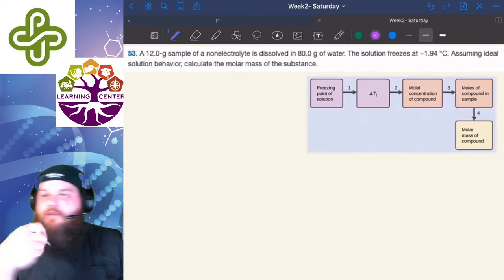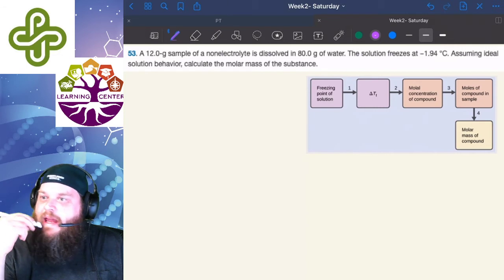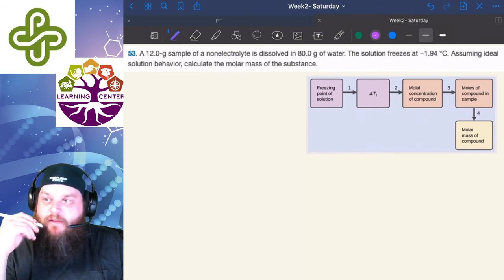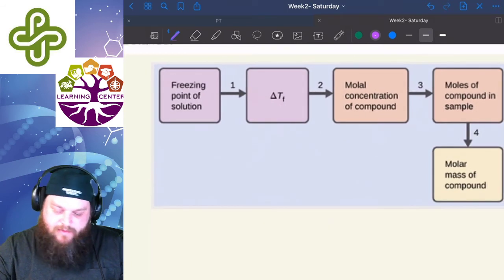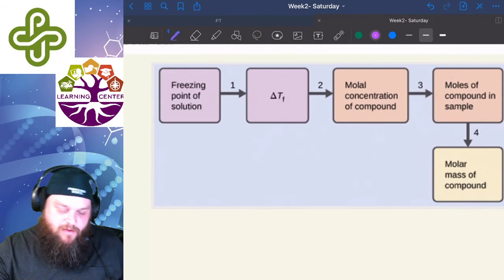This one, we have a 12-gram sample of a non-electrolyte dissolved into 80.0 grams of water. The solution freezes at negative 1.94 degrees Celsius. Assuming ideal solution behavior, calculate the molar mass of the substance. I've got a little diagram here I pulled out of the textbook that kind of helps you visualize the steps and what we're supposed to do here.